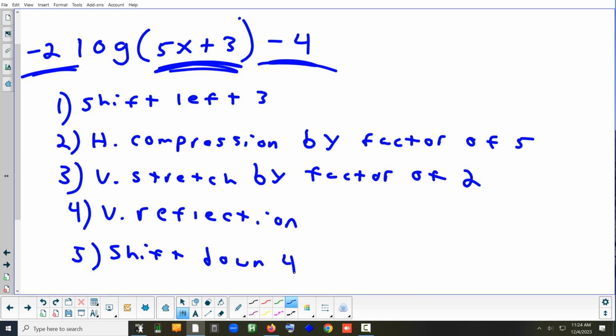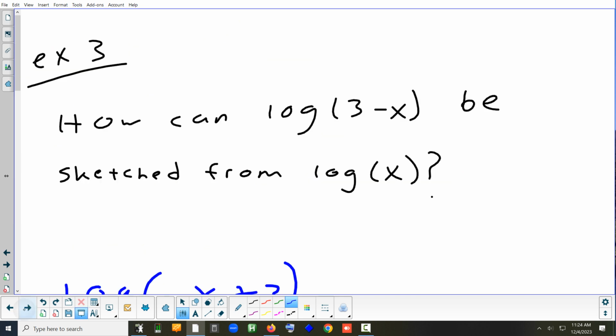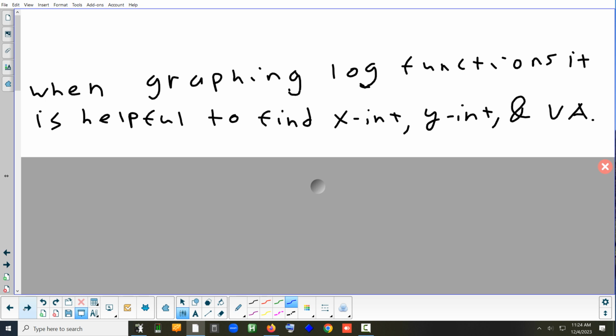So it didn't have every transformation, but it had quite a few. Now, once you have this many, it's kind of hard to imagine what that would look like in your head. I mean, you can kind of get an idea. But if we really want to get an accurate picture, we need to sketch it. So that's what we're going to look at now.